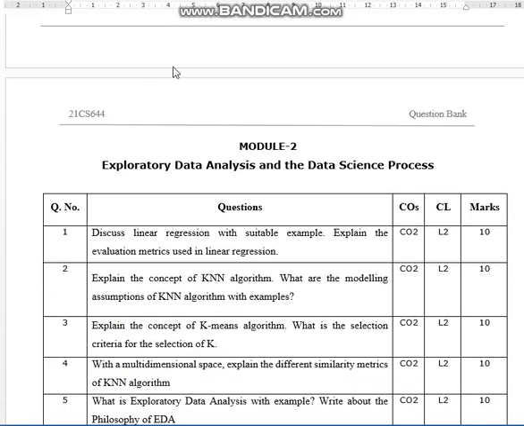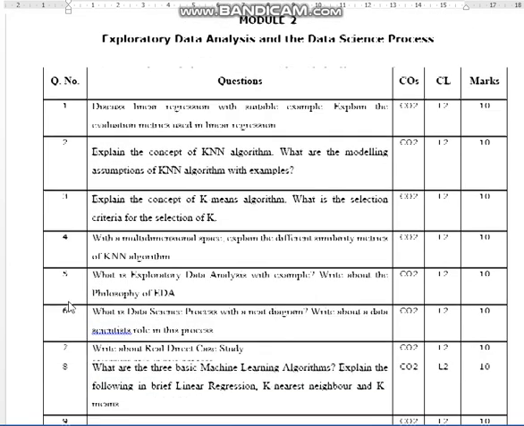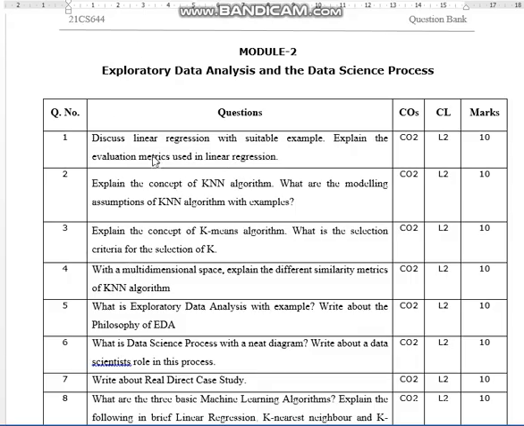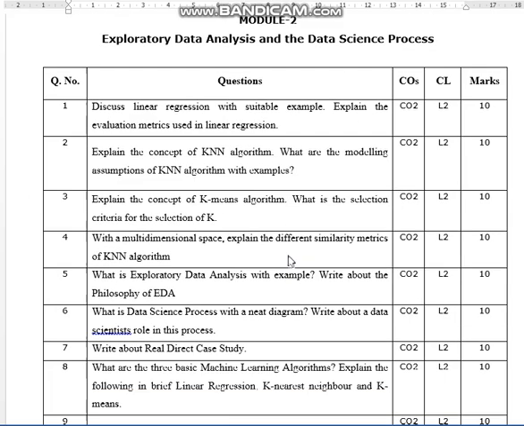Coming to module 2, that is exploratory data analysis and the data science process. So these are some of the expected questions. Discuss linear regression with suitable examples. Explain the evaluation metrics used in linear regression. And explain the concept of KNN algorithm. What are the modeling assumptions of KNN algorithm with examples. So you can refer to my videos for these questions.